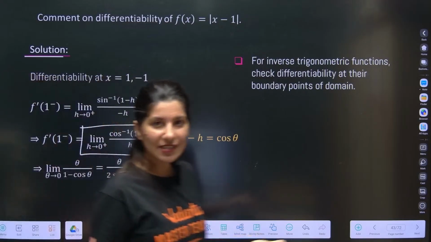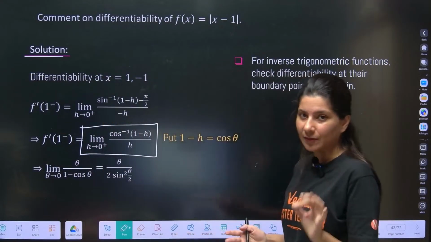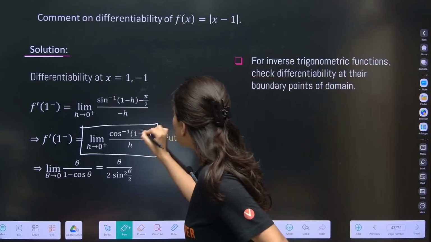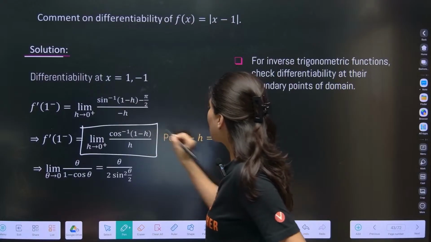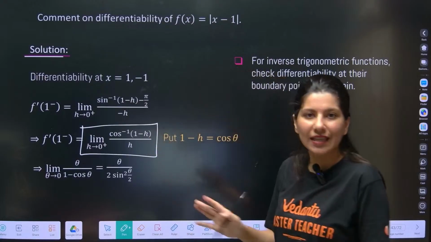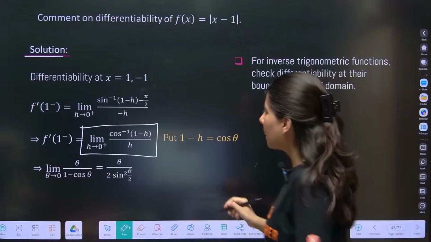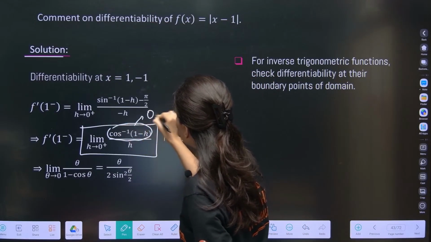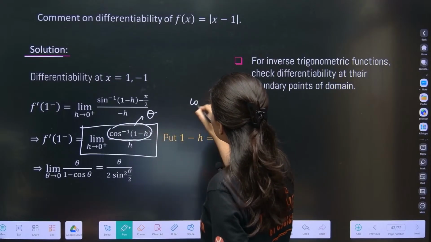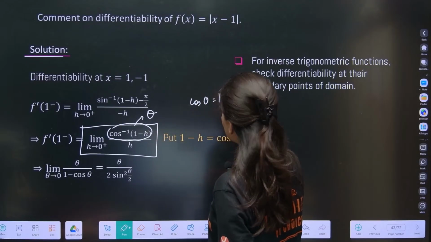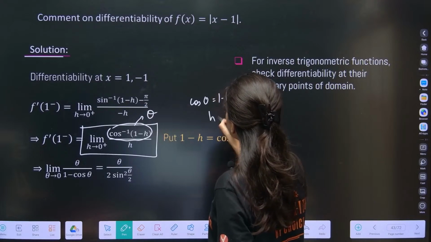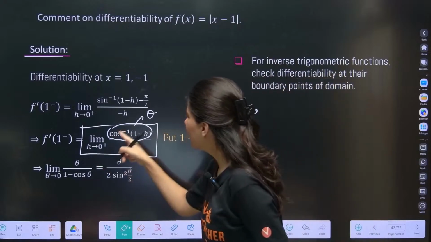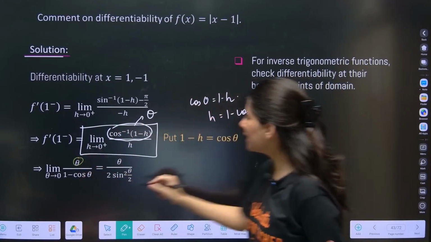Either you know the differentiation of cos inverse, you can apply that. But now what I am going to do is convert this. So 1 minus h I am going to put as cos theta, so that inverse thing vanishes. Or you can say this becomes theta. Put this as theta. So what will happen, tell me? Cos theta is going to be 1 minus h. So h will be what? H is 1 minus cos theta. So now convert this. This is going to be theta, and h is 1 minus cos theta.